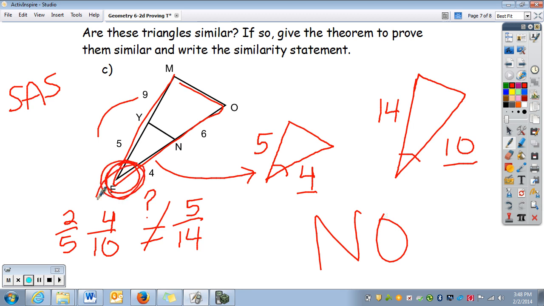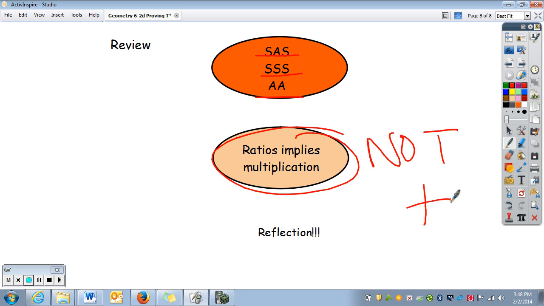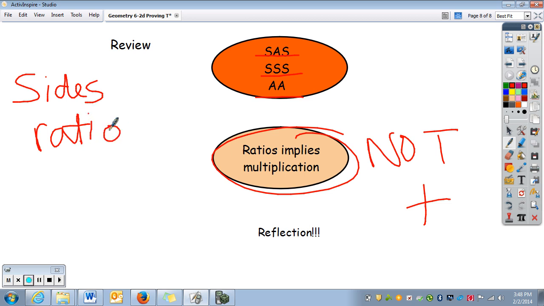And again, a reminder that the same kind of properties, reflexive, vertical angle theorem, all those will apply and you have to look out for it. To review, we have 3 ways to prove: side, side, side; side, angle, side; and angle, angle. Ratios imply multiplication, not addition. And the thing you got to remember about the sides, okay, you're looking at the ratio. The ratios have to be equal, okay? The angles are congruent. Reminder to do your reflections.